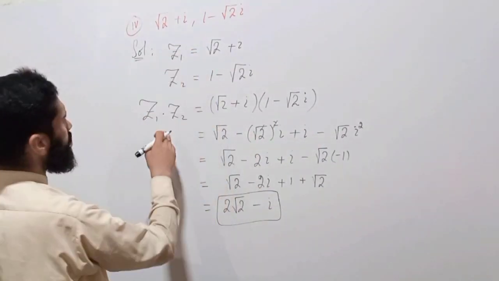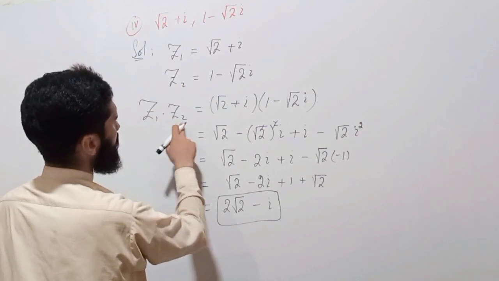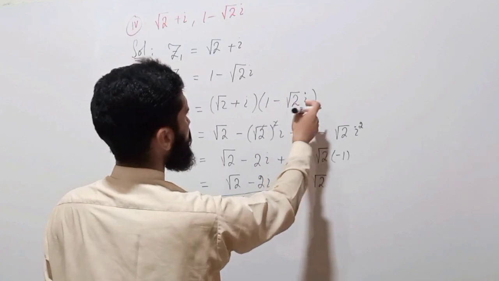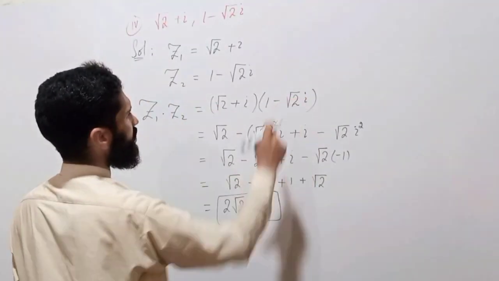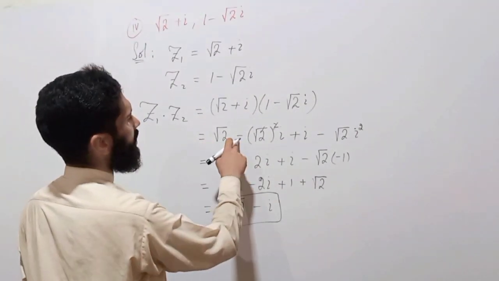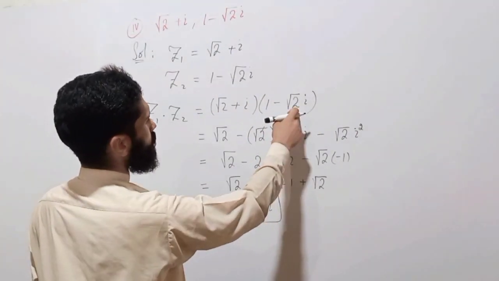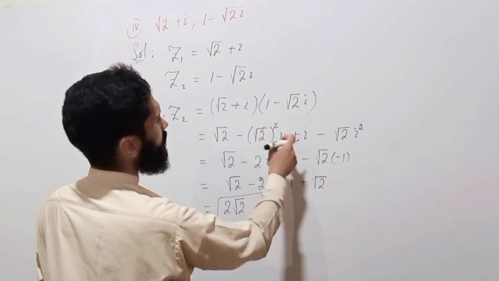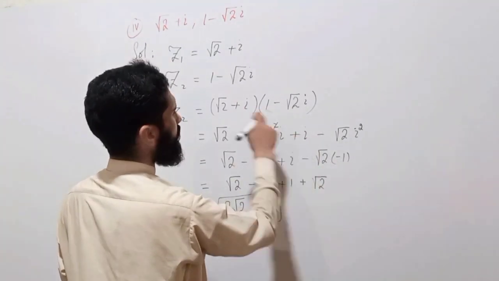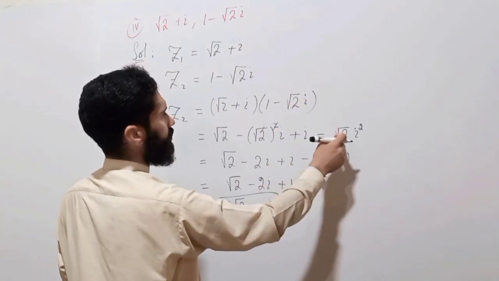Once again, the multiplication Z1 times Z2: square root 2 plus iota multiplied by 1 minus square root 2 iota. The first term multiplies with both terms of the second complex number, so we get square root 2 minus square root 2 multiplied by square root 2, so minus square root 2 square iota. Then iota multiplied by 1 gives iota, and plus into minus gives minus iota multiplied by square root 2 iota.